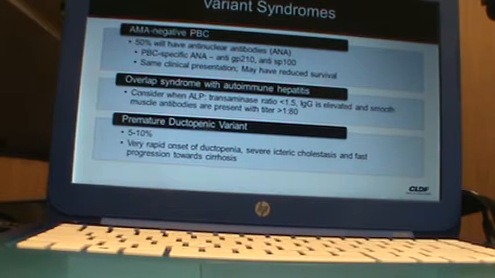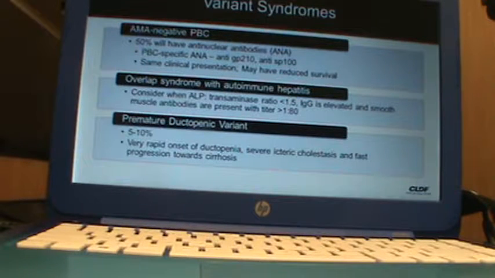Also associated with PBC is the so-called overlap syndrome, which incorporates an element of autoimmune hepatitis. Consider this when the alkaline phosphatase transaminase ratio is less than 1.5, when there is a significant elevation of the IgG as well as the IgM that is notable in PBC, and the presence of smooth muscle antibodies in titers greater than 1:80.